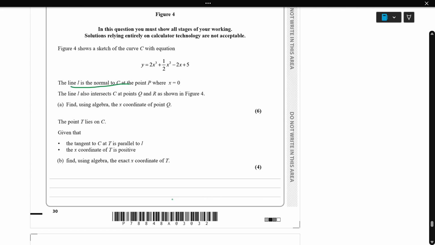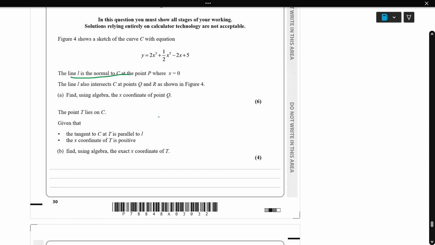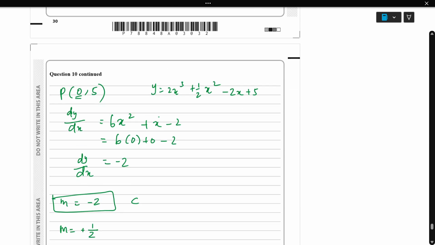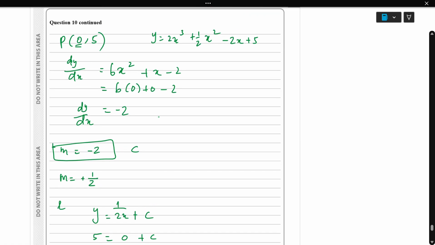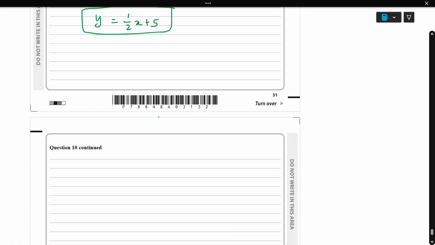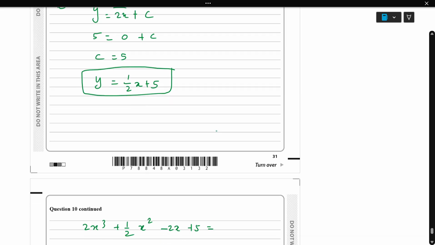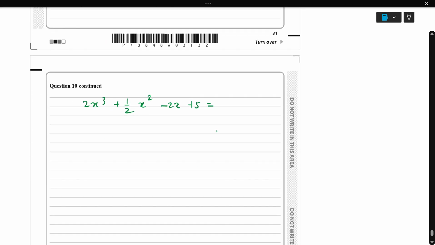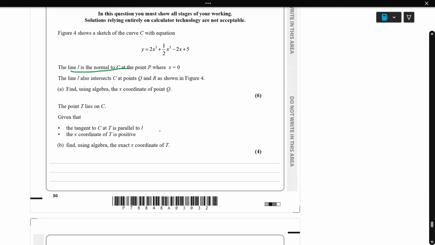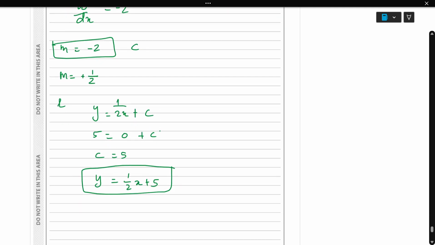So what we need to find, first one, find the x coordinate. We need to solve both equations, then we can find the value. So y equal to 2x cube plus 1 by 2x square minus 2x plus 5, and the other line equation is y equal to 1 by 2x plus 5. Now we need to solve. We'll get two solutions, the x coordinates of q and r.